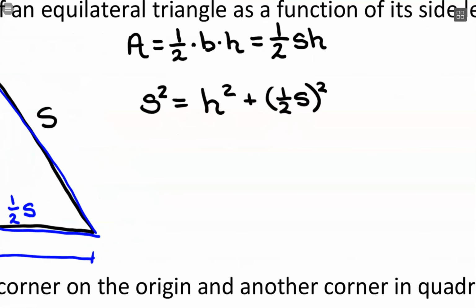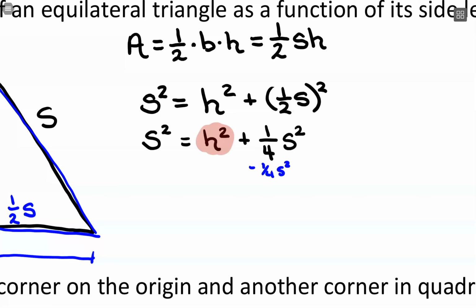Now we're going to simplify, and we'll have some fractions to work with here, so we'll get a little review with that. So s squared equals h squared plus 1/2 squared, which is 1/4, so half times a half, and then s squared. I want to solve for h, so I'm going to subtract that 1/4 s squared from both sides.